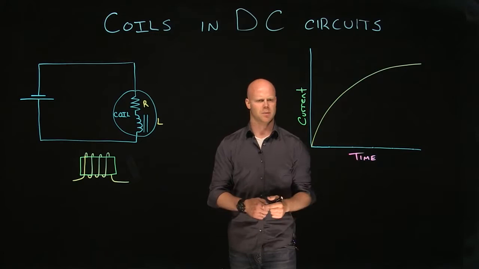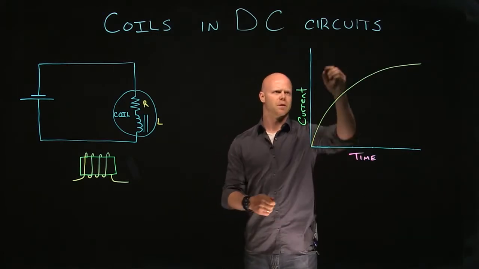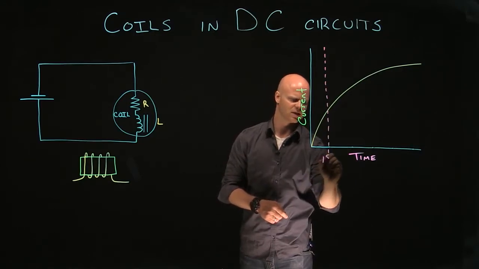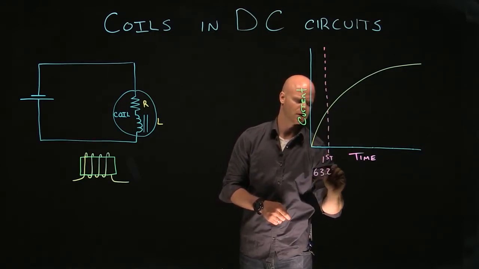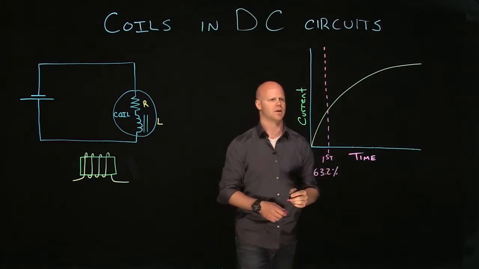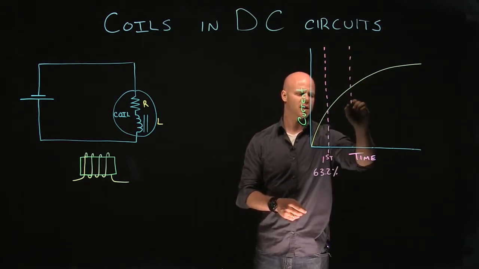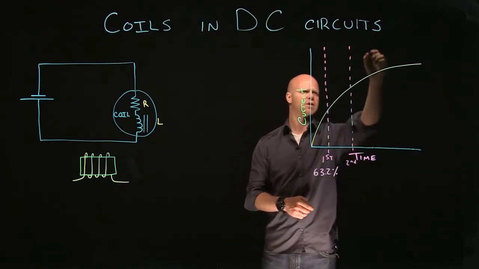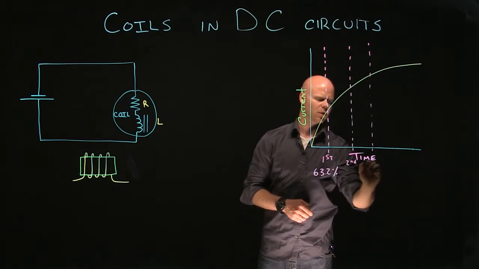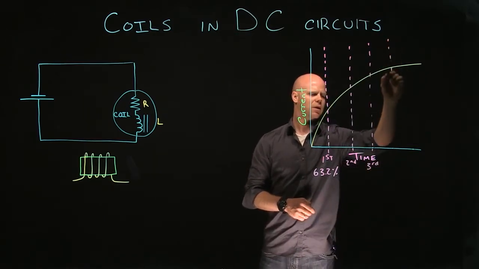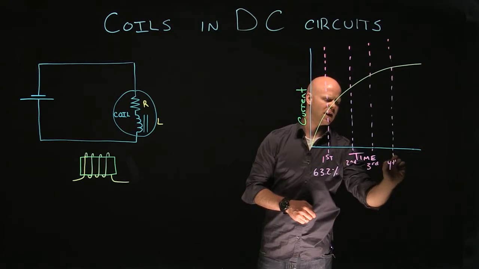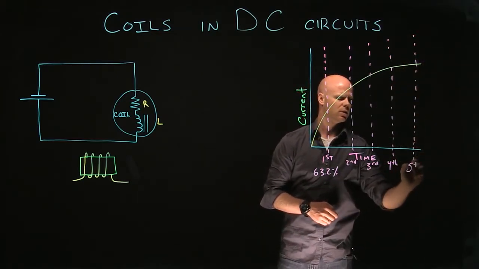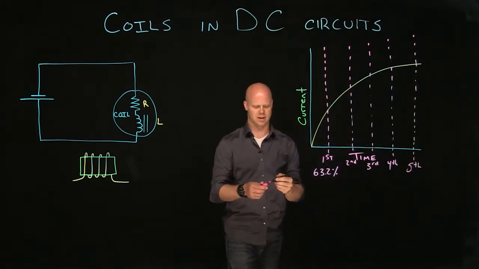So each individual time constant is equal. The first time constant is a rise of 63.2% of that maximum value of current. The second is another increase of 63.2% from that first time constant. And we break these down, and if we look at this waveform, we know that at the fifth time constant, that's where current would be at its steady state.